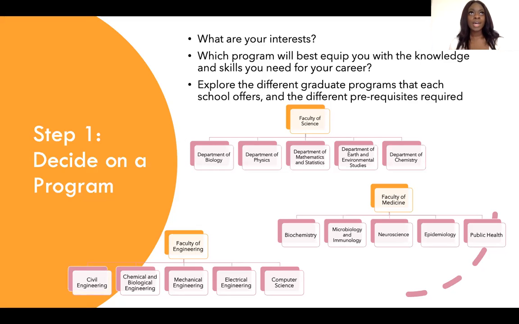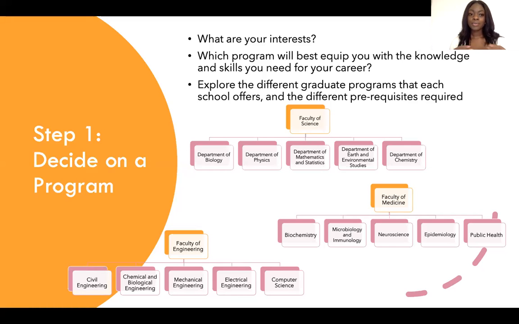So if you know that, say in undergrad, you really liked biology, you really liked the biology labs, then you would focus specifically on the Department of Biology. And within that, you can see the different strains of biology that they have. So for example, you could go into cellular biology, or into statistical biology, right? And you can really just narrow it down.